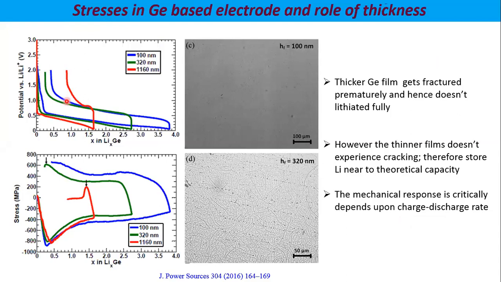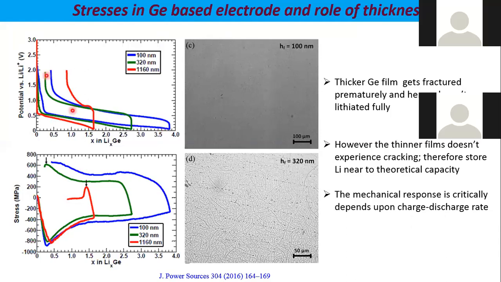So where they have found that the stress developing in the film is critically dependent on the thickness of the film. In this case, what they have found is that the thicker films prematurely get fractured, and the capacity fade or the performance of the cell is severely affected. But in the presence of thin films, these films were able to achieve near to their theoretical lithium storage capacity, and the performance of these thinner films was much better as compared to the thicker films.